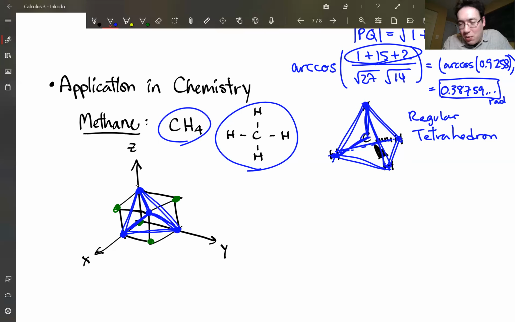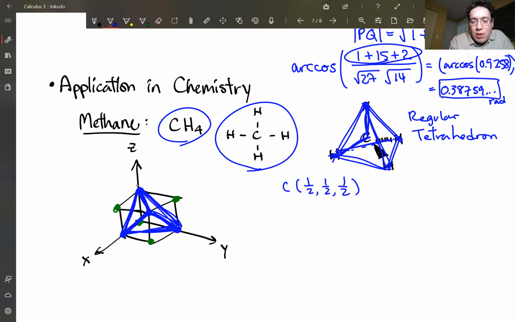So we colored every other one. Each of these edges between two vertices is cutting across a square, so they all have the same length of square root of 2. And then the carbon is sitting at the center. So this is a unit cube, and the center of the tetrahedron is the center of the unit cube. So that has the coordinate 1/2, 1/2, 1/2.